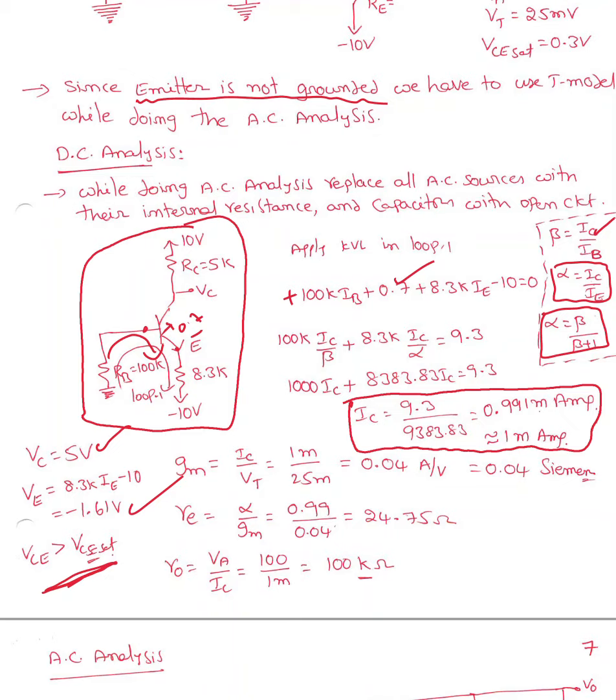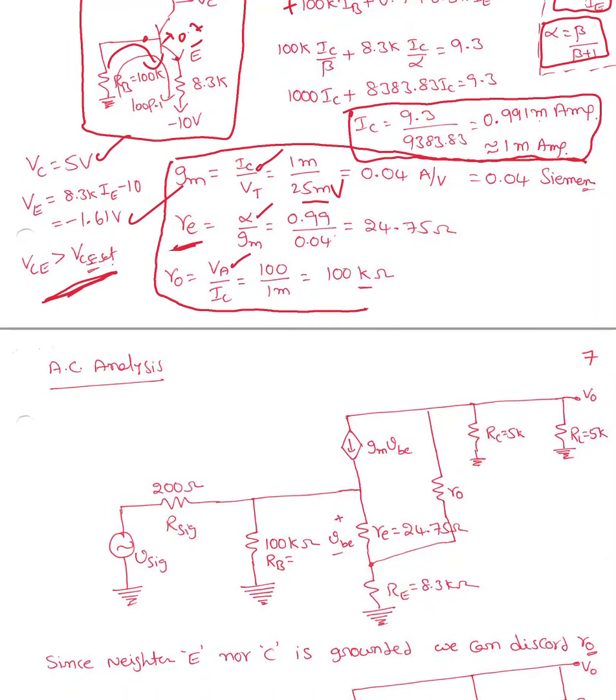Now in the T model, you have to use RE instead of R pi. These are the common formulas, no matter whether it is CE configuration, CB configuration, or CC configuration. Transconductance gm equals IC over VT. VT is given by the manufacturer, around 25 millivolts. And the beta value is also given by the manufacturer. From beta, I can find the alpha value. VA is going to be the early effect voltage, like 100 volts. Sometimes it might be infinite. Those are all already given.